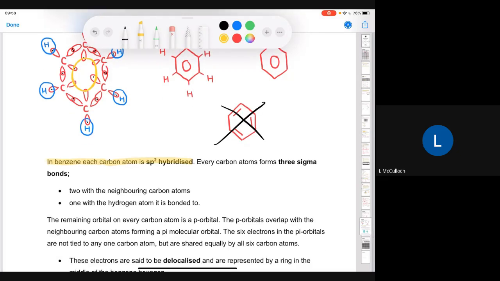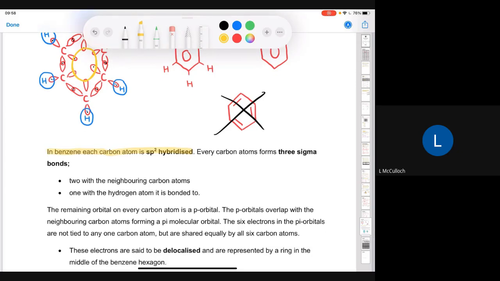Now it says the remaining orbital on every carbon atom is a p orbital, and the p orbitals overlap with the neighbouring carbon atoms, forming a pi molecular orbital. The 6 electrons in the pi orbitals are not tied to any one carbon atom, but are shared equally by all 6 carbon atoms. These electrons are said to be delocalized and are represented by a ring in the middle of the hexagon. So that's the ring that I showed you in the middle of the molecule there.